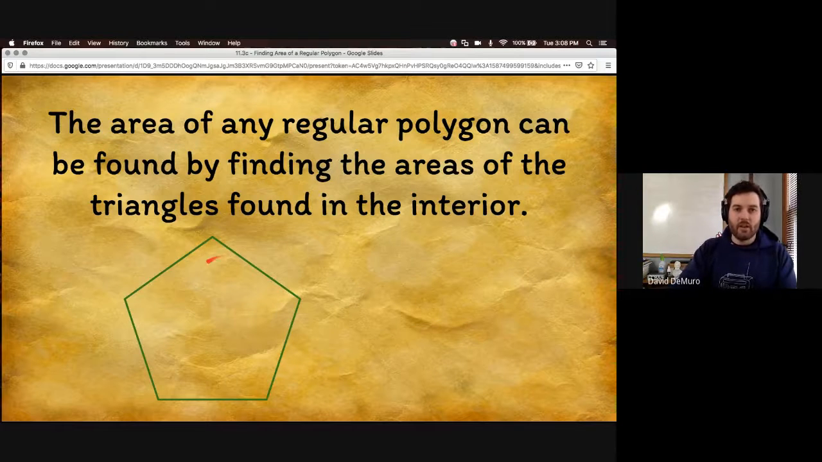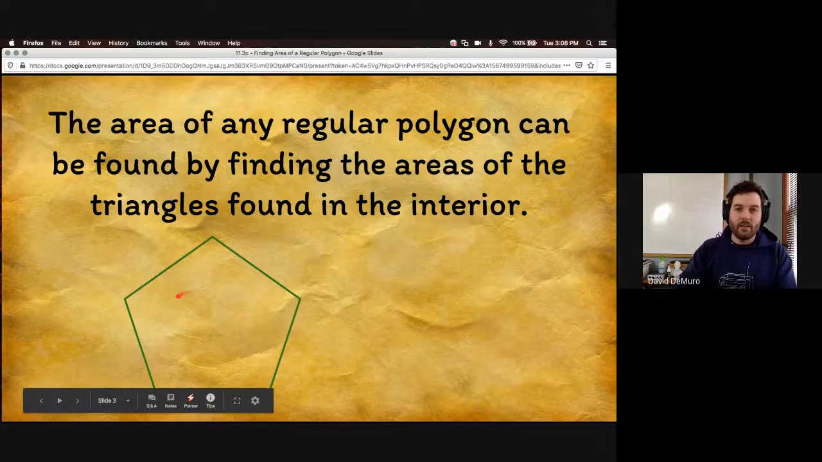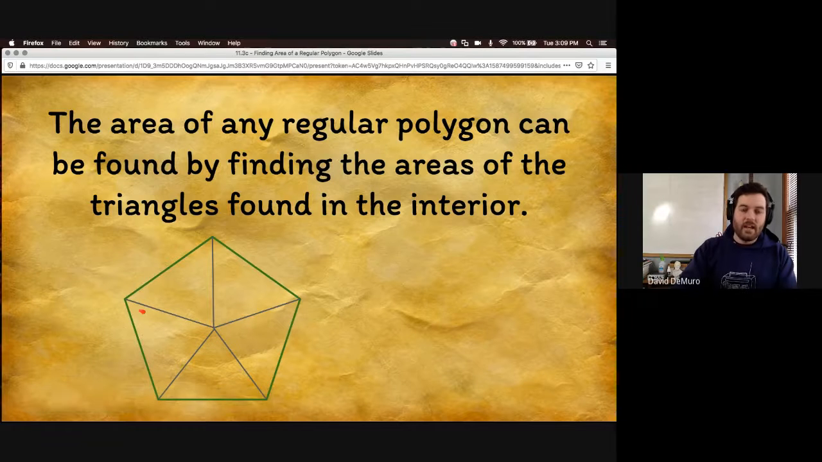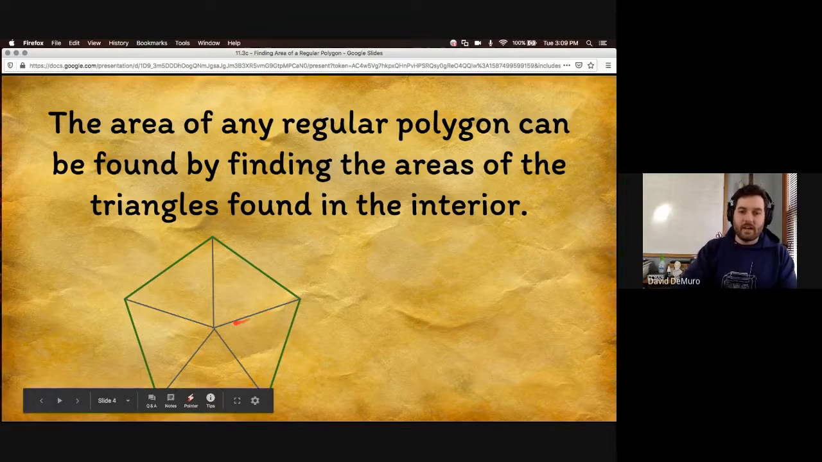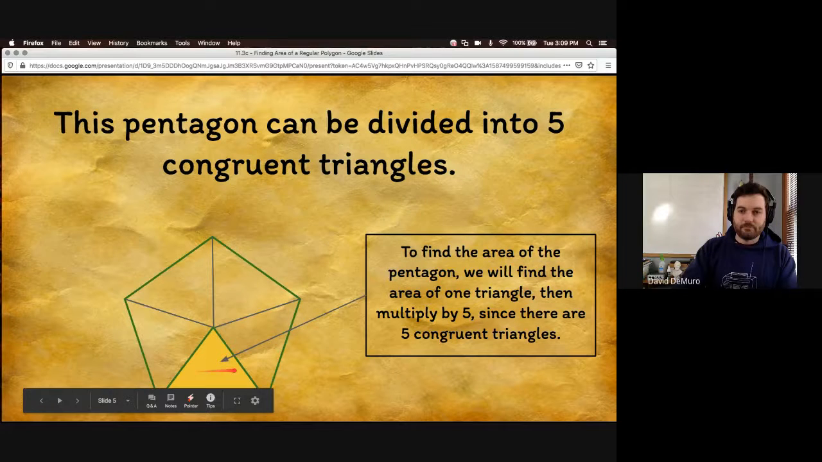If you take a look at this regular pentagon, we can find the area of this whole pentagon by finding the areas of triangles that are found in the interior. If we took the center and then drew in the different radii, we'd have 5 different radii from the center. That's going to divide this pentagon into 5 different congruent triangles. If we can find the area of one of these triangles, then we could just multiply that by 5, and that'll give us the area of the whole pentagon.